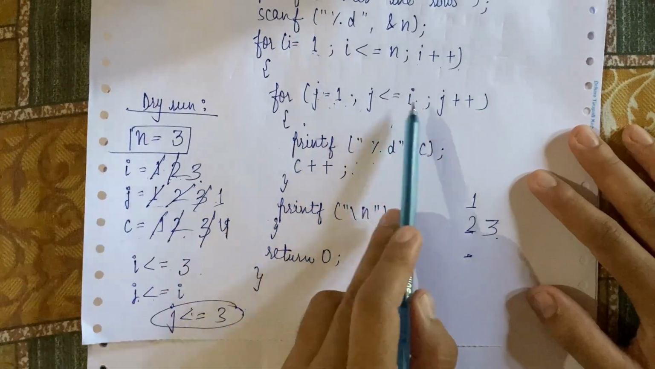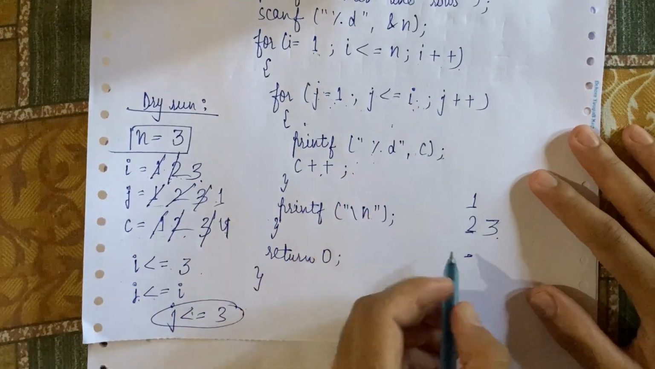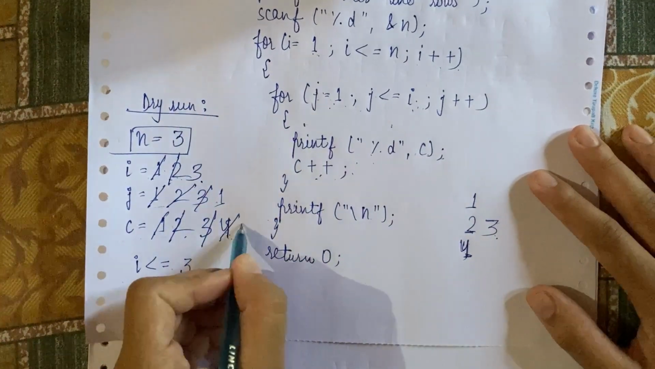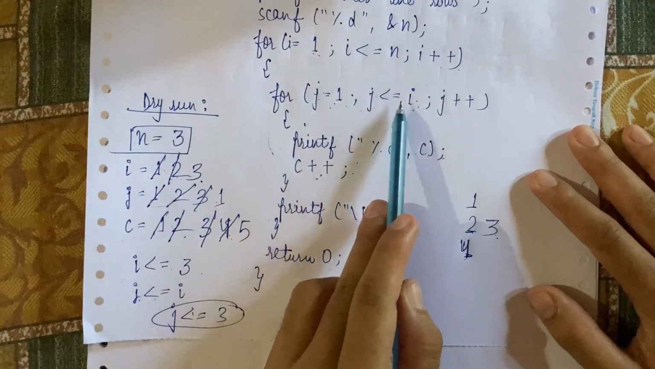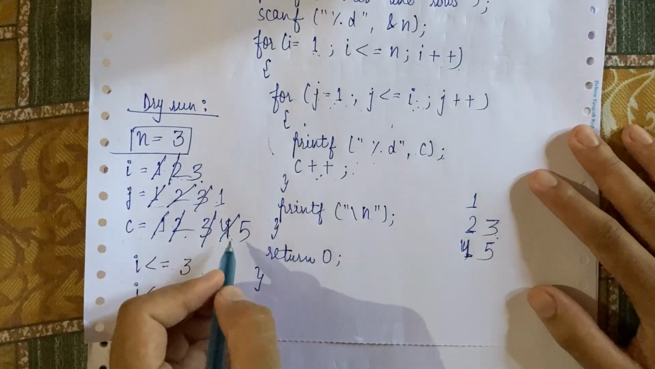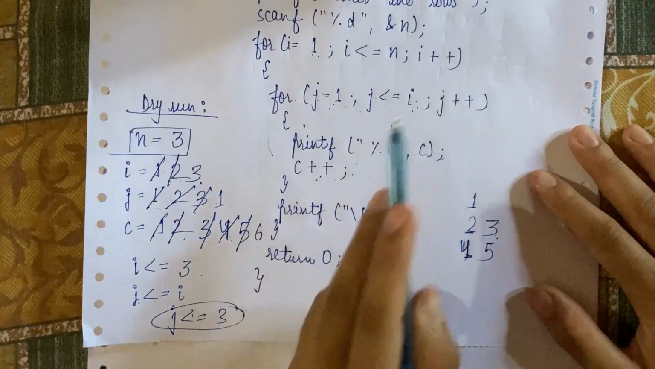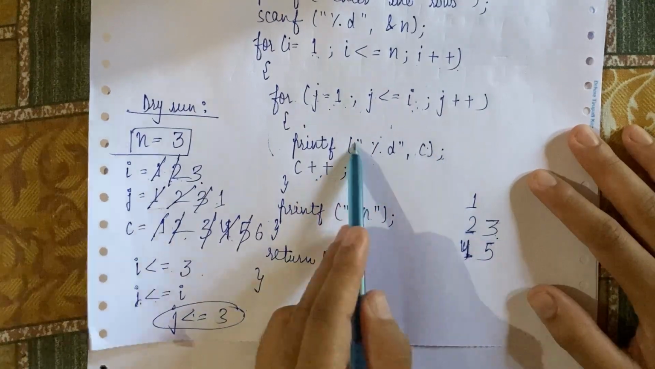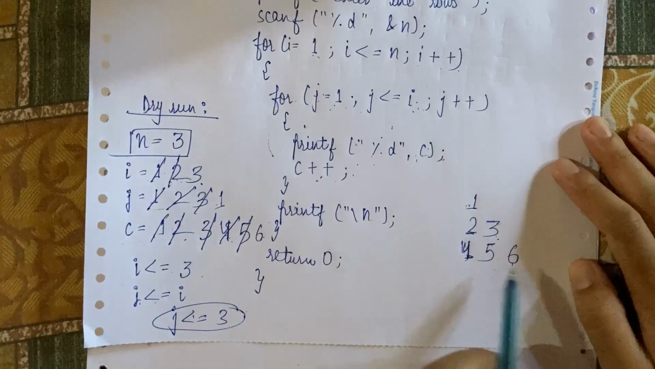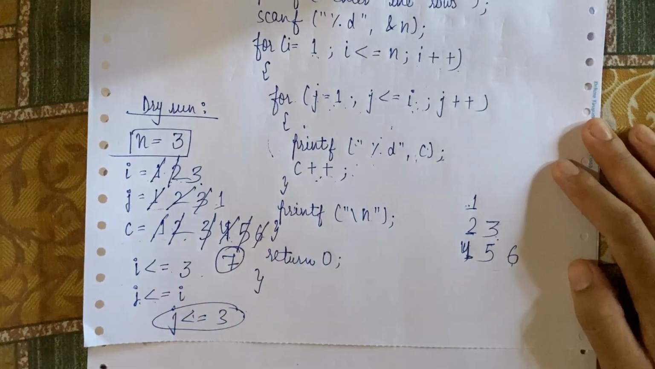So 1 less than or equal to, what is i? 3. Condition is true, and we will print here c. c is 4. So we'll print 4 here, and then c is equal to c plus 1, that is 5. 2 less than or equal to 3, condition true, it will print 5 and it will increment to 6. 3 less than or equal to 3, condition is again true, so it will print c here, c is 6. So we have here the pattern, and then again the value of c will be incremented, c plus plus, that is 7.